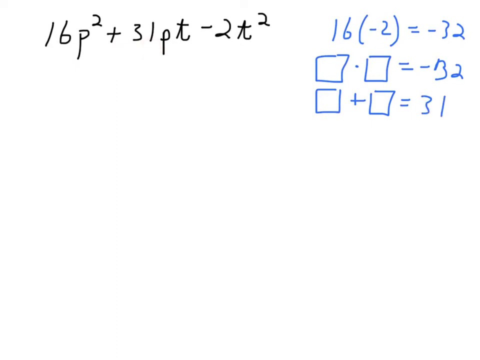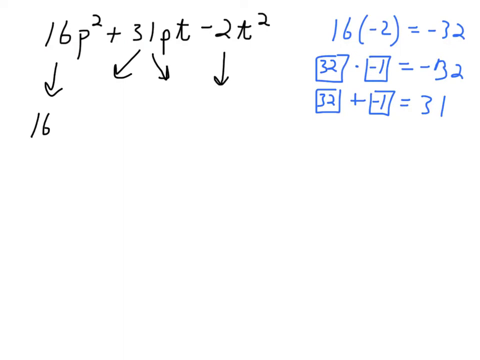And this one's pretty easy. The answers would be a positive 32 and a negative 1. Because 32 times negative 1 does equal negative 32. And 32 plus a negative 1 would equal 31. So now it's time to split the middle term up into the two separate parts. And we'll rewrite what we have.